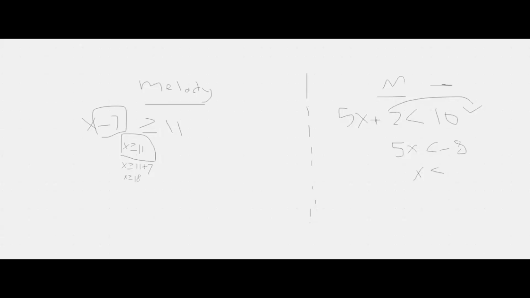Okay, I thought you were finished, Melody. Sorry. Okay, so this is multiplication, right? So here you would divide both sides by 5. Yeah, Melody, that's correct.